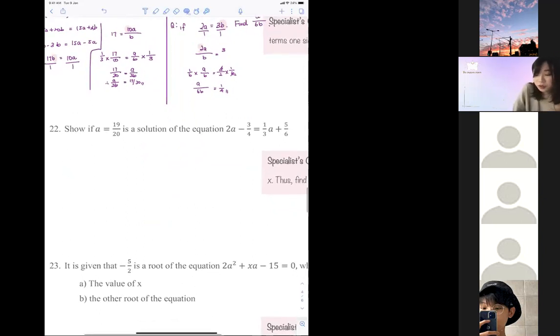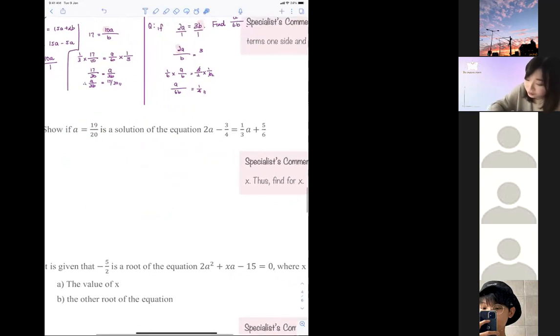Okay, now question 22. When we say show that if A equals this is a solution, when they say show, one thing you cannot do is to sub it in, okay? So what we need to do is solve for A. So we just solve for A.